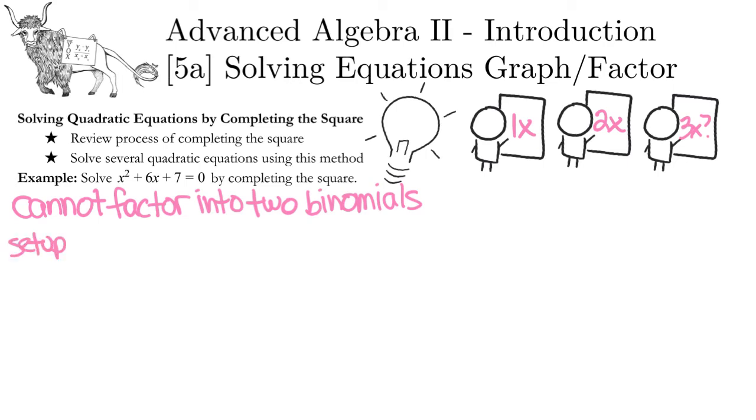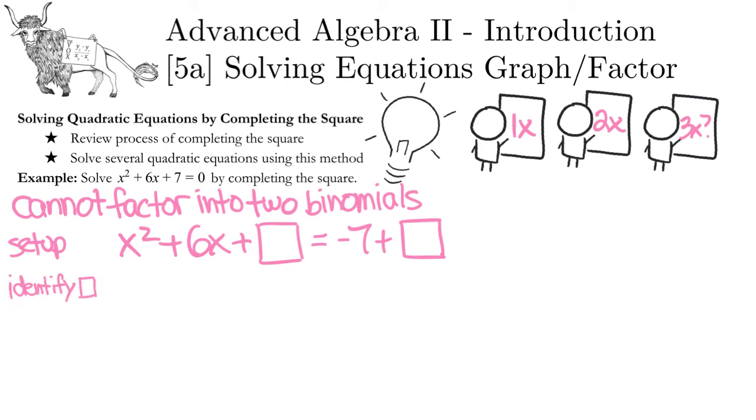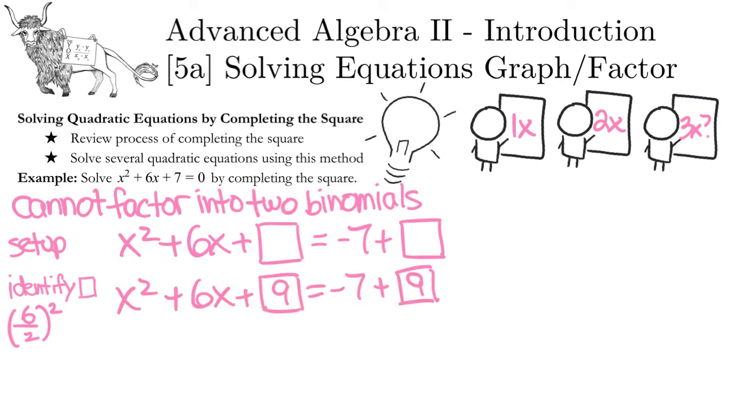We subtract 7 on both sides. So we get x squared plus 6x, and I want you to write plus a box here, we'll fill it in later, equals negative 7 plus another box, and those two boxes are the same value. The next step is to identify what the box is. The shortcut is this. We take the coefficient of x, divide it by 2, and square it, which is 9. So we get x squared plus 6x plus 9 equals -7 plus 9.